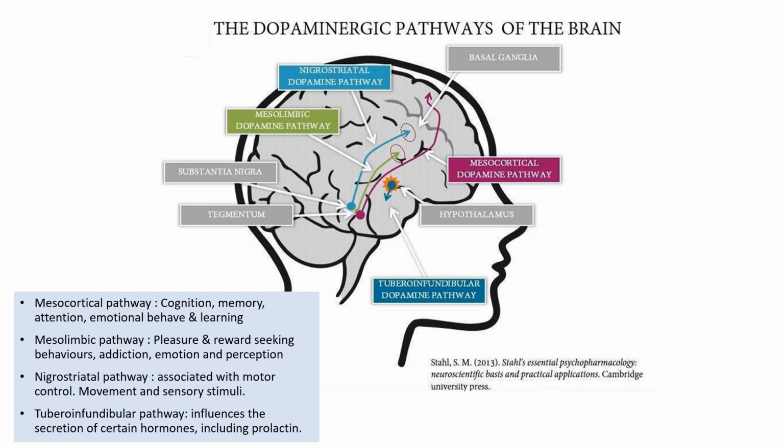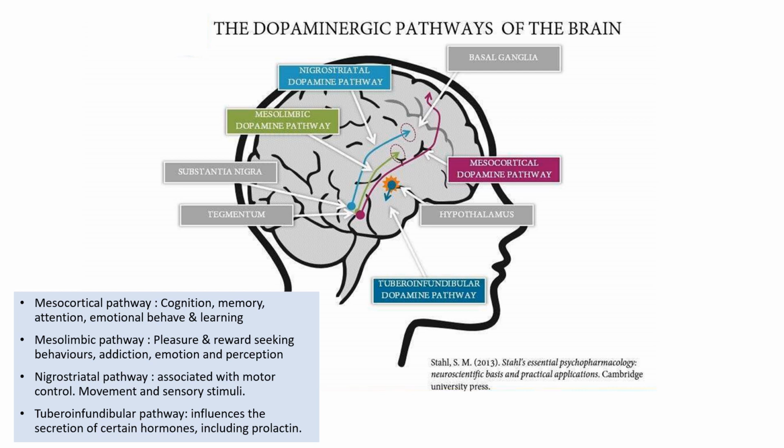There are actually 4 major dopamine pathways that carry dopamine from these areas of concentration to other parts of the brain. The first one is the Mesocortical Pathway, labeled in purple, and this transmits dopamine from the ventral tegmental area to the frontal cortex. The Mesocortical Pathway is involved in cognition, memory, attention, emotional behavior, and learning.